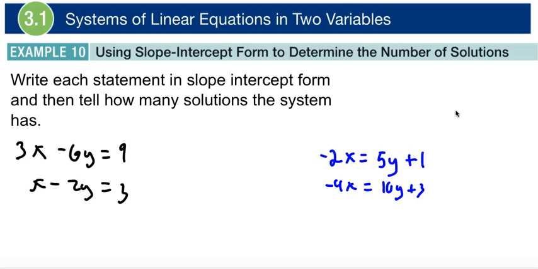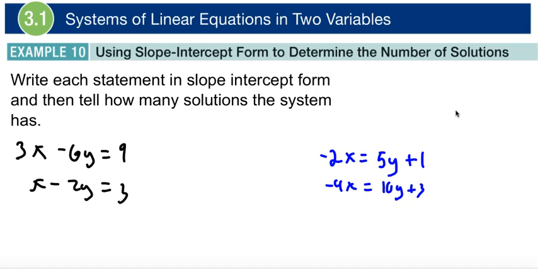Alrighty, section 3.1, number ten. This is our last example for this section. So basically all I want to show you lastly here is how, if you were to write every equation in slope-intercept form, it would tell us whether or not we have one solution, no solutions, or infinite solutions.